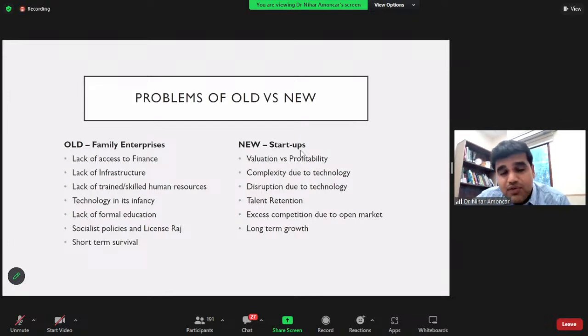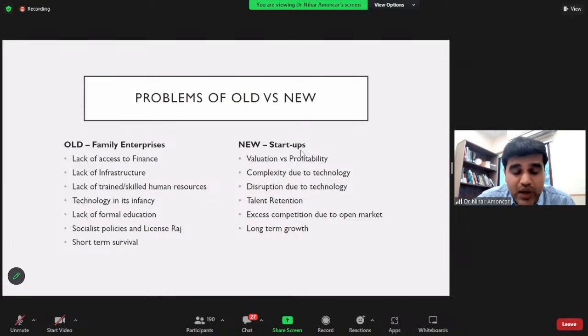The third point was there was a lack of trained or skilled human resources. Today, because of the number of engineering institutions, STEM-based institutions and other educational institutes that have mushroomed in India, the availability of trained and skilled human resources is much better than what it was in the past. There was also a lack of formal education. So not many people who actually got into business were formally educated for that, right?